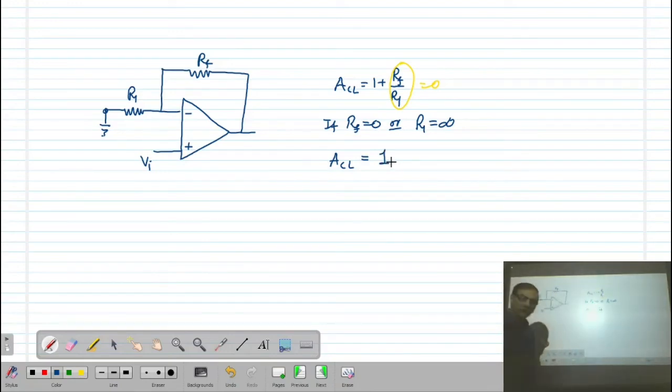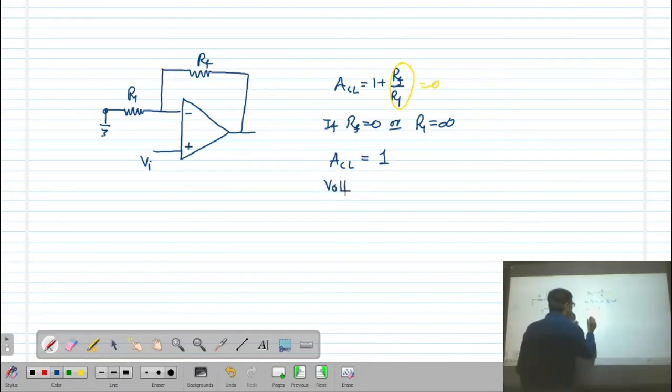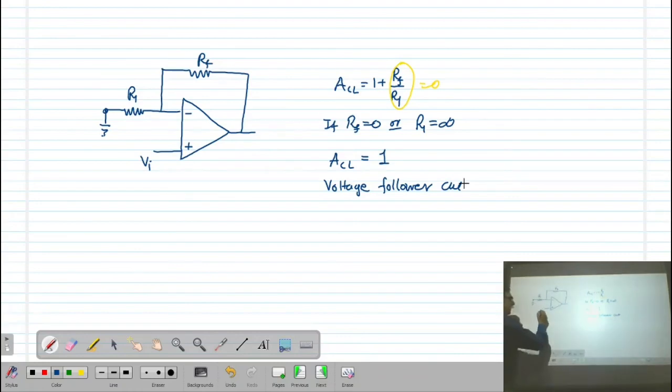Now you already know the amplifier which has a unity gain is known as a follower circuit. So here this circuit is known as a voltage follower circuit. If I want to convert into a voltage follower circuit, then what should be the RF? RF has to be 0.